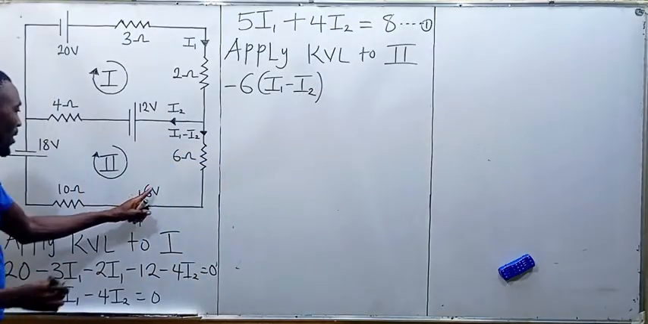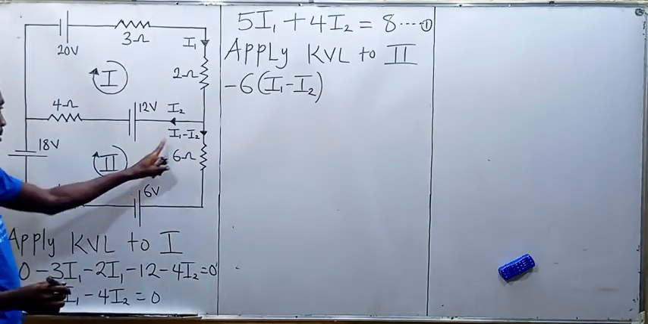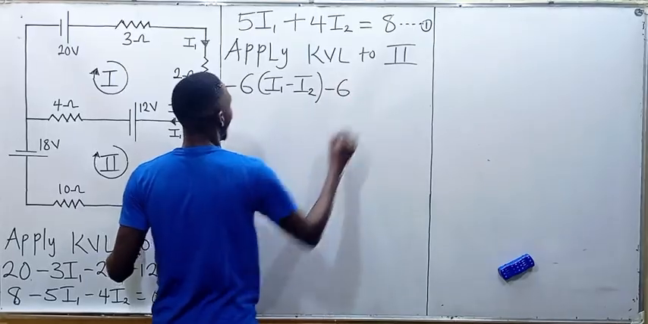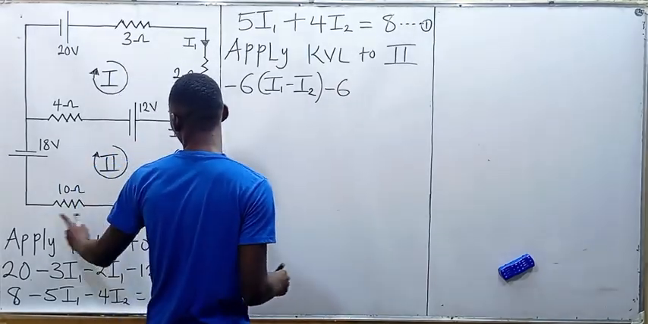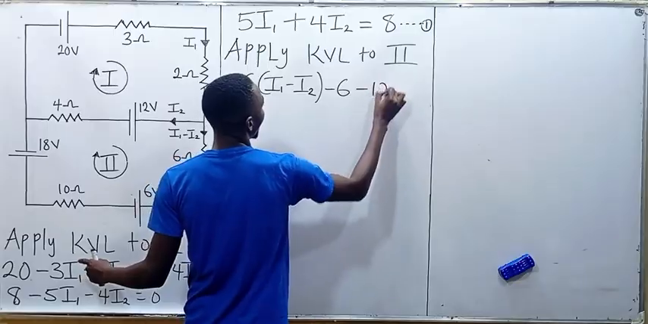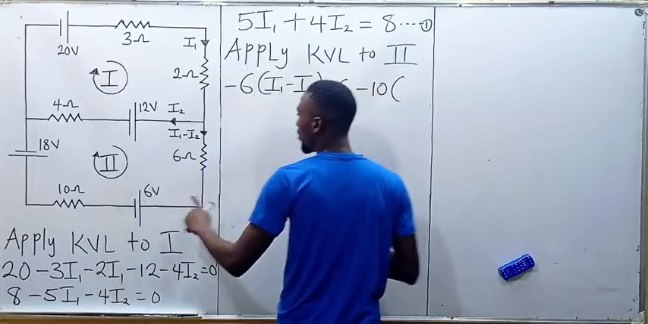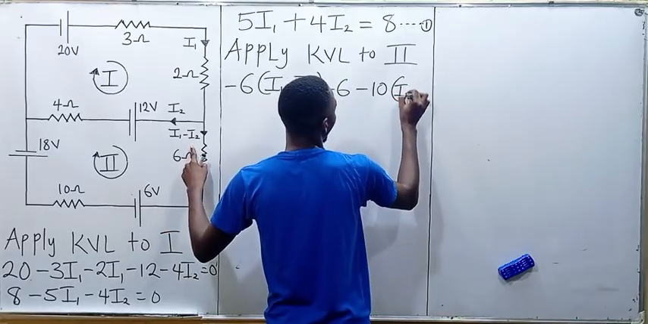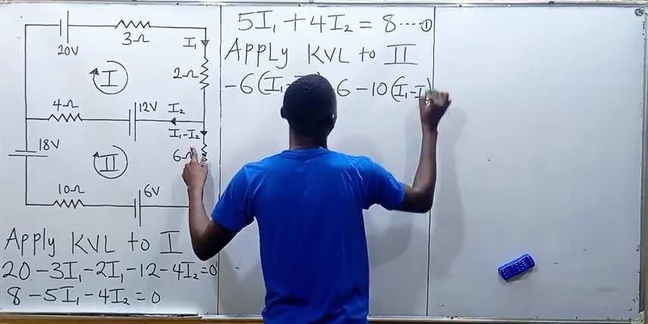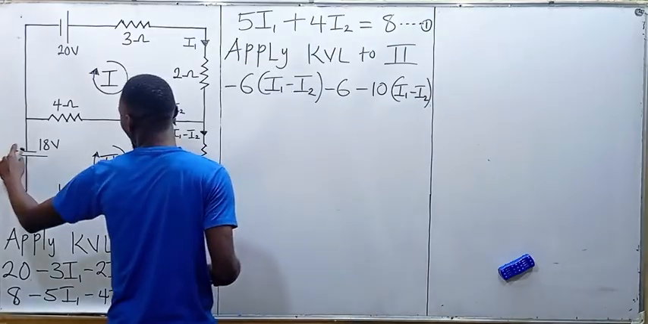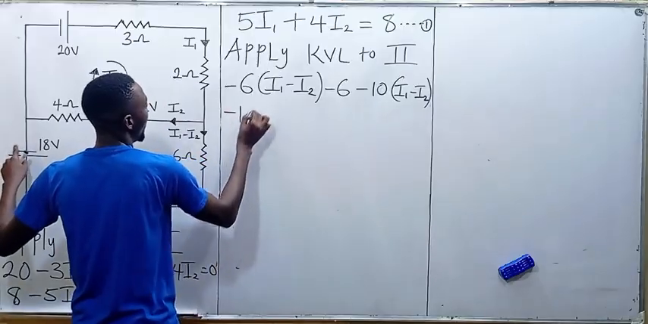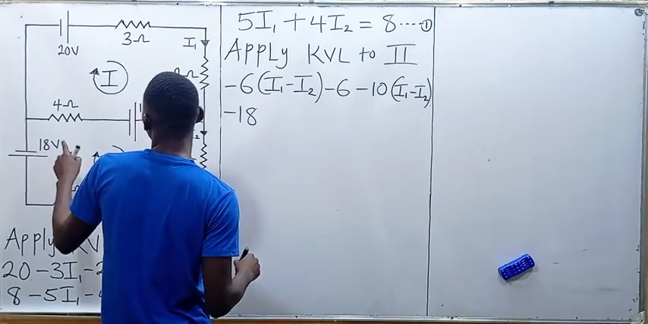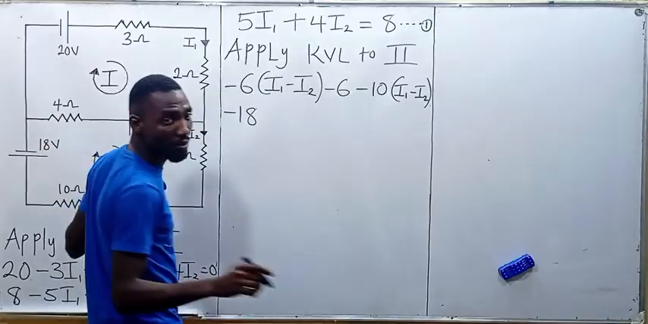Our current is moving from positive to negative, so minus 6, and from positive to negative, minus 10 into what? Don't forget the current flowing in this branch is I1 minus I2. From positive to negative, that is minus 18. Here, the current is moving from positive to negative.